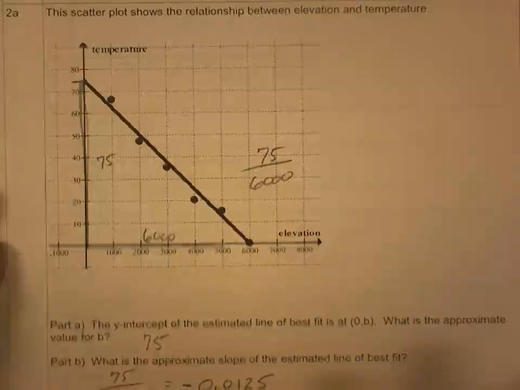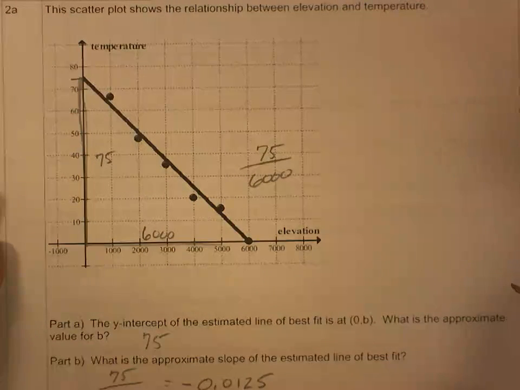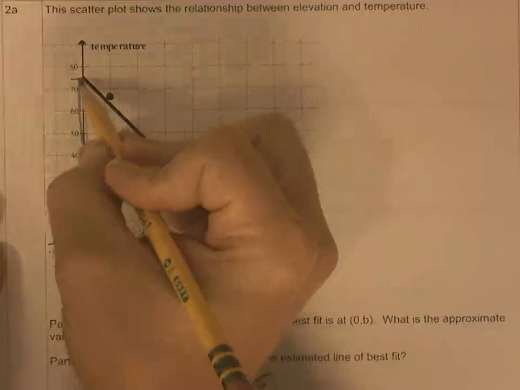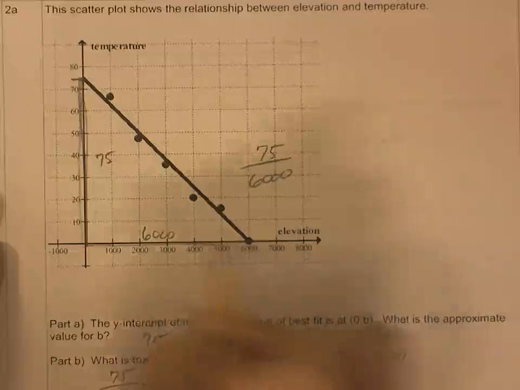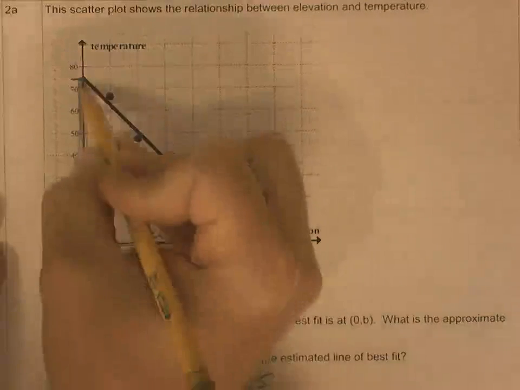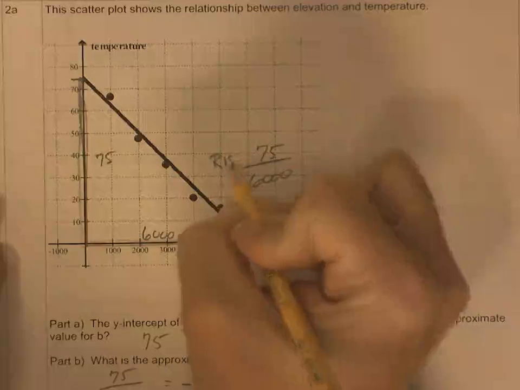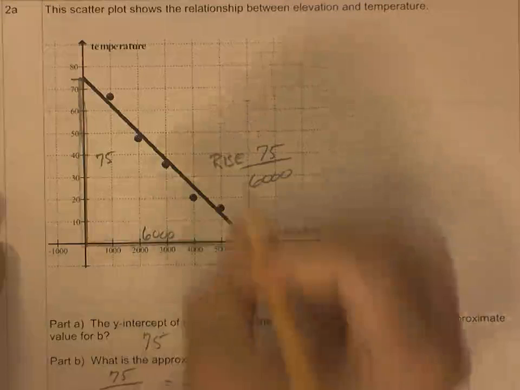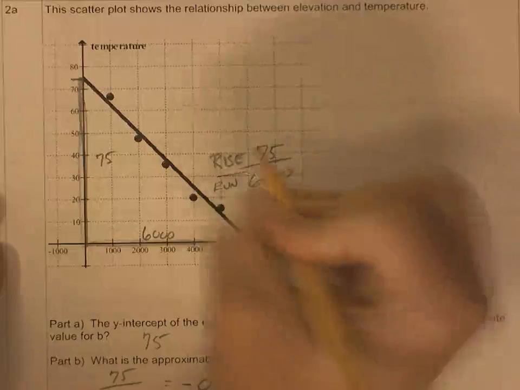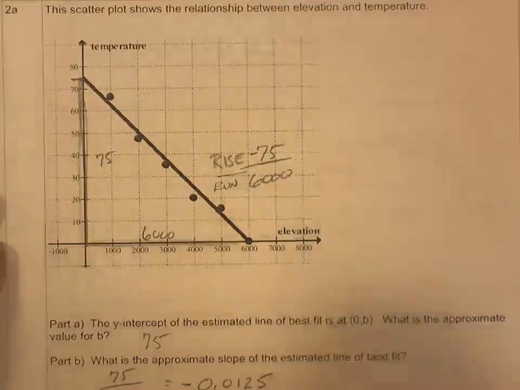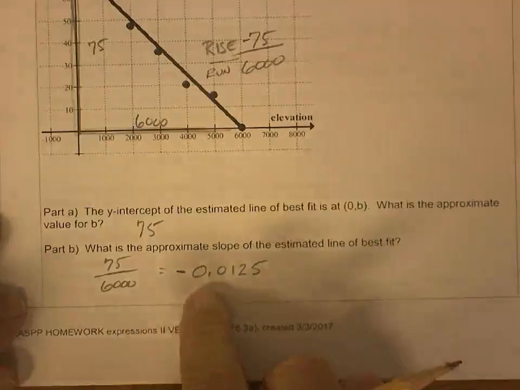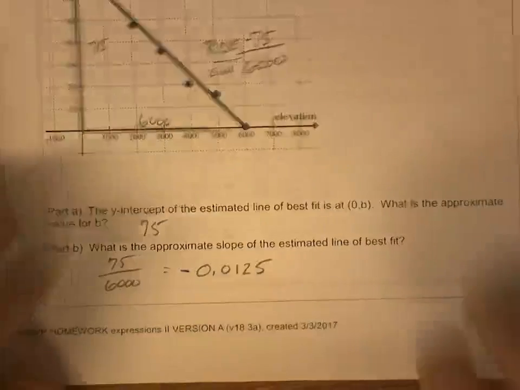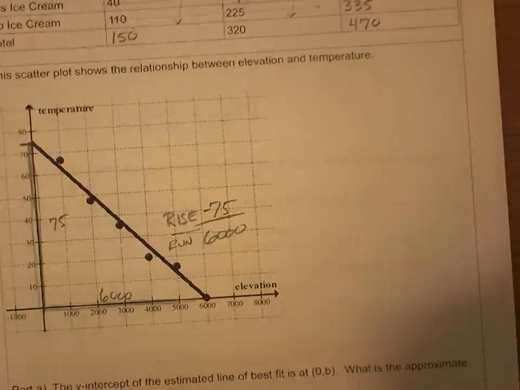Scatterplot, it says to find the y-intercept and the slope of the line. Well, the y-intercept's right about here. I put it at 75. And then notice it's giving us a perfect triangle right here. The rise of this triangle is 75. There's my rise. The run of this triangle is 6,000. It's negative because it's going downhill. And if I divided that using my calculator, I'd get negative 0.0125. And I'm looking at my answer key, and my answer key looks good.